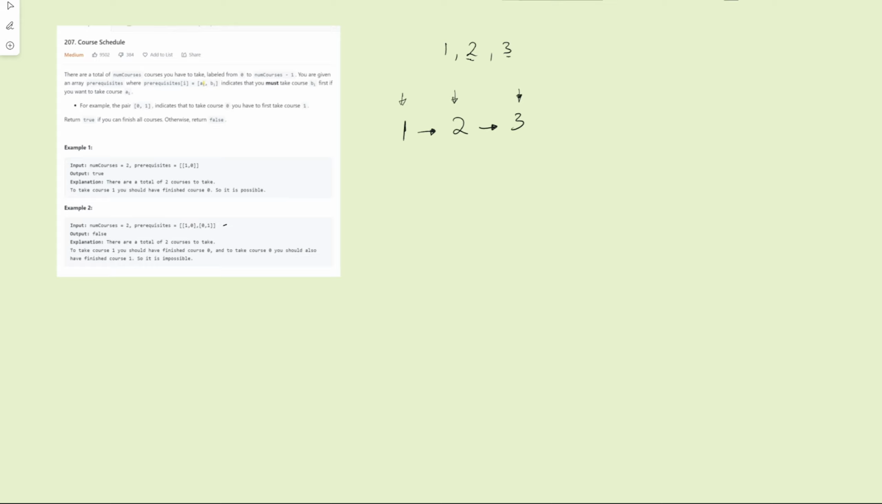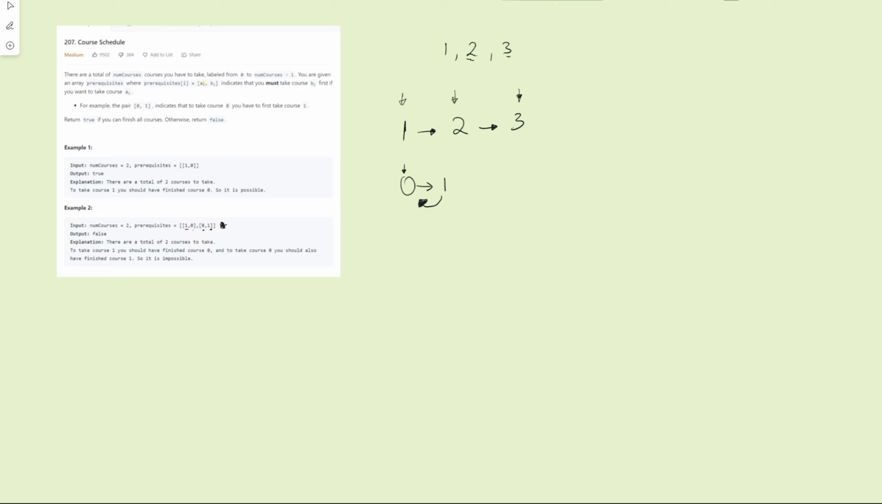Let's look at this example. They're giving us a prerequisite of [1, 0]. That means you have to take 0 before taking 1. And also [0, 1], that means you have to take 1 before taking 0. So you end up in this weird state where if you want to take 0, you have to take course 1. But if you want to take course 1, you have to take course 0.